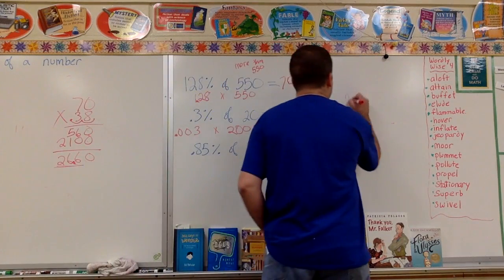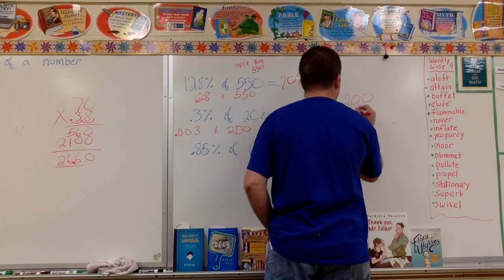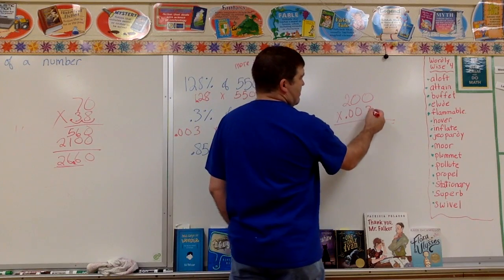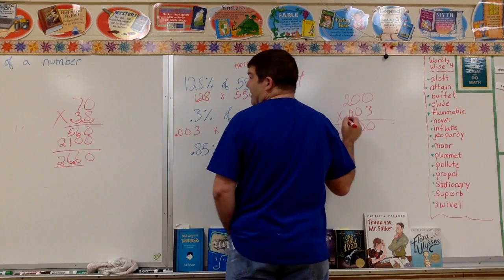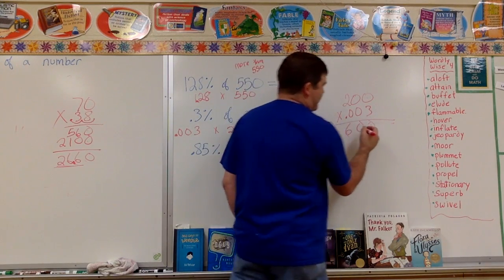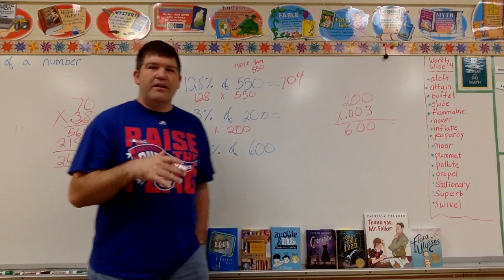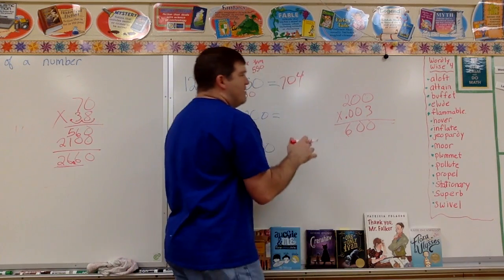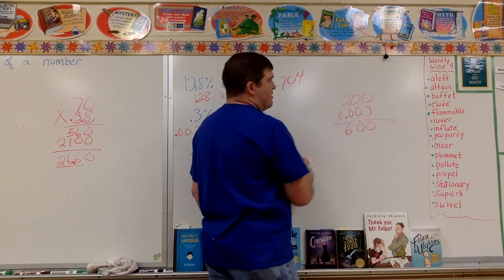So let's do this. 200 times 0.003. Okay? So we go 3 times 0 is 0. That's 0. And that is 3 times 2 is 6. And then I know that these two are zeros, so I could keep going with them. 0, 0, 0, 0, 0, 0. But I know that these are all going to be zeros. So I'm not going to go any further.